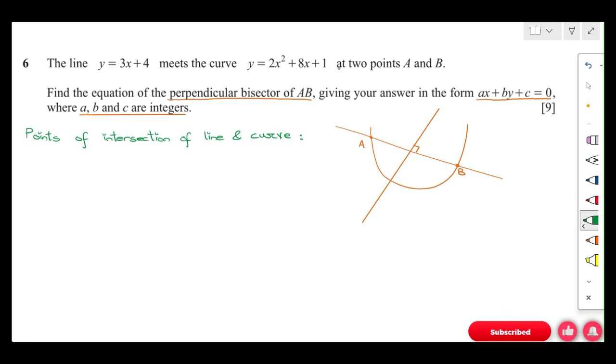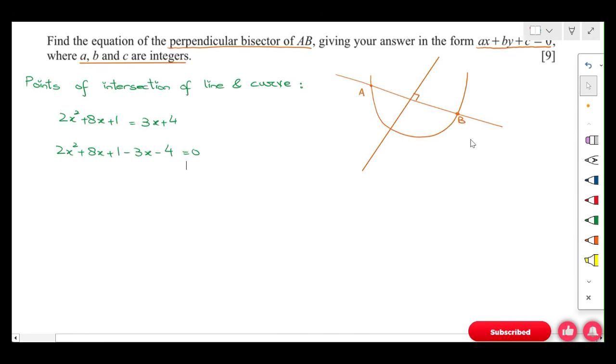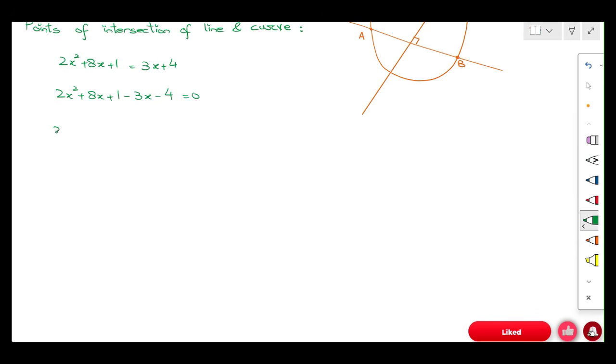Okay, so y equals this, y equals this. So plug the value. Compare: 2x squared plus 8x plus 1 would be equal to 3x plus 4. Now shifting every term to the left: 2x squared plus 8x plus 1 minus 3x minus 4 equals 0. Okay, and those 2 points of intersection are A and B, right? So 2x squared, and the x terms: from 8 take away 3 is 5x, and from 1 take away 4 is negative 3, equals 0.